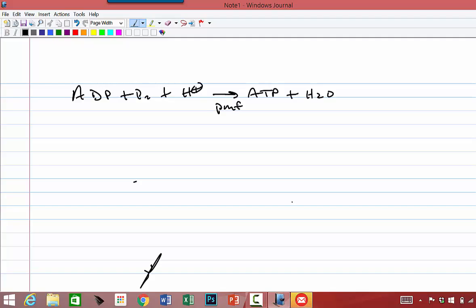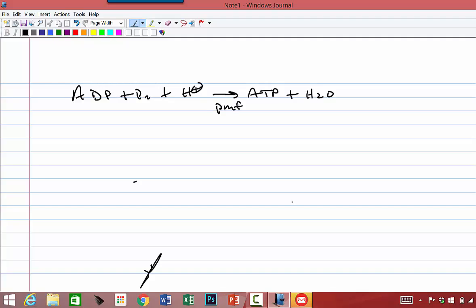Okay, so let's see. ADP plus inorganic phosphate plus a proton, and that's going to give us ATP plus water, and this requires proton motive force, as I said before.